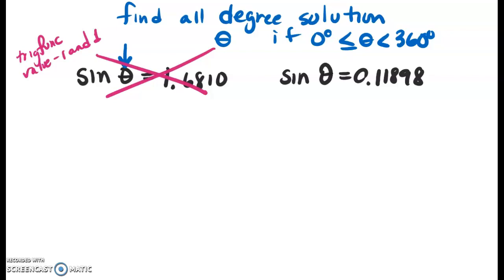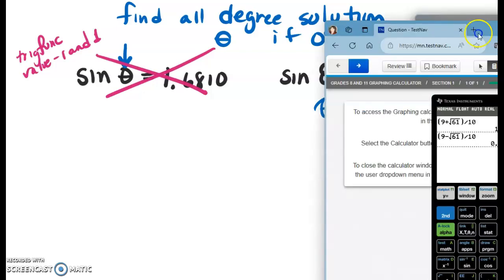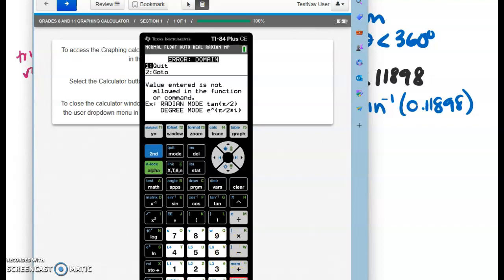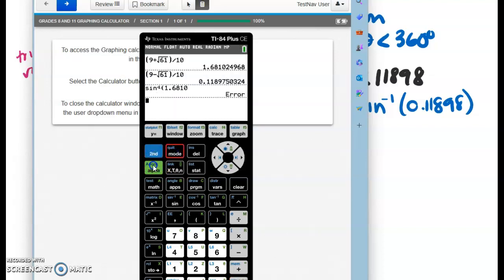And remember, how do we find this? We put it in our calculator and we say theta is equal to the inverse sine of 0.11898. So if you forgot that this was outside of the range, when you put it in the calculator, it will give you an error. Let me show you what happens. So when you do second sine of 1.681, you're going to get this, and it says it's not in that domain.